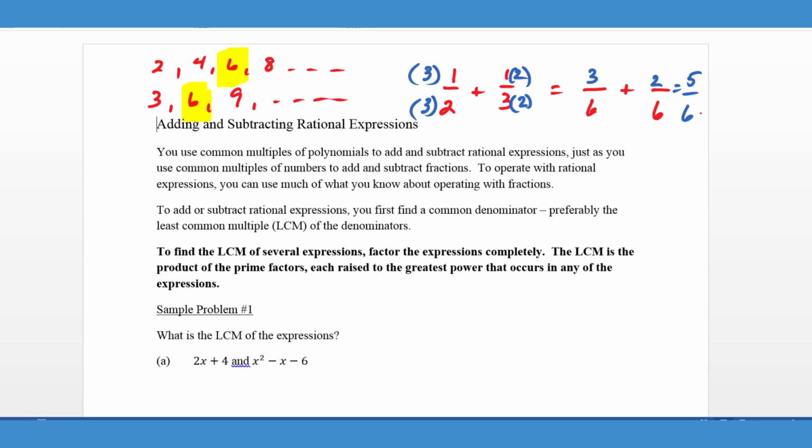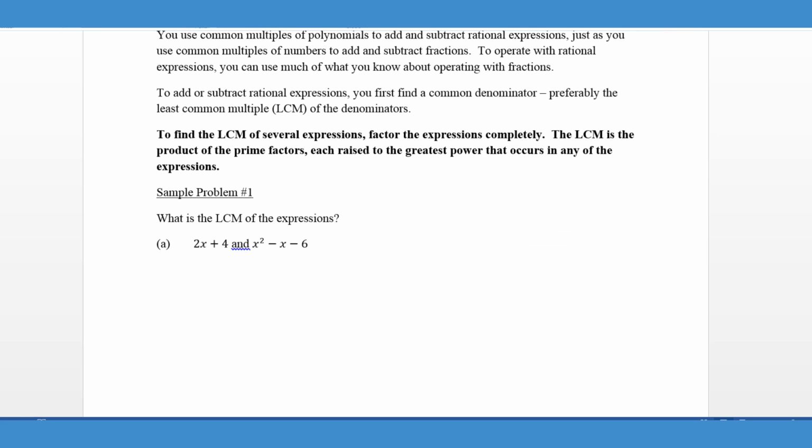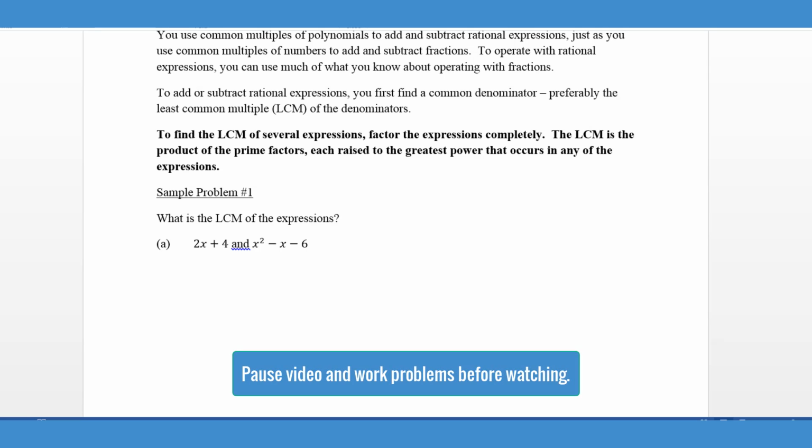Now, that is going to apply to the rational expressions as well, except now instead of dealing with numerical values for least common multiple, we're going to deal with polynomial expressions. And so you can see here in this bolded area, it says to find the LCM, factor the expression completely, and then find the product of the prime factors. We would then take each individual part, the greatest of those, and that would be our least common multiple. So if you like, go ahead and try sample problem number 1, parts A and B, and then you can come back and look at the solutions.